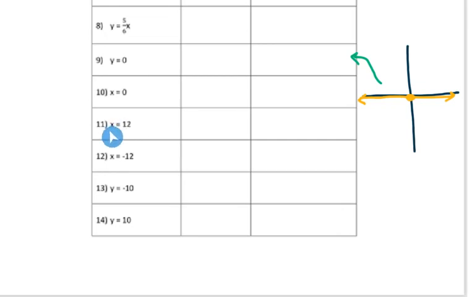You'll put an ordered pair where x is 12. You'll cut through that line, undefined slope with no y-intercept.